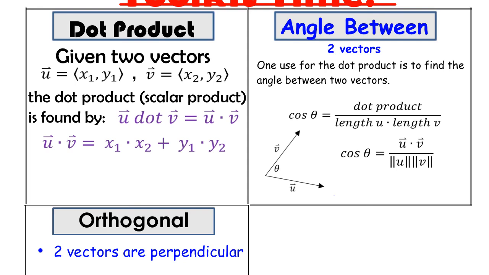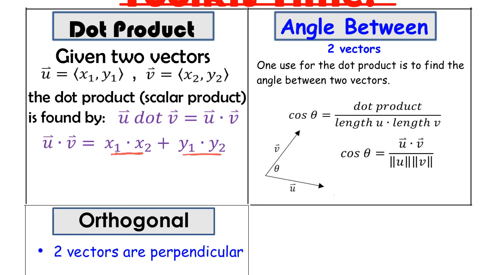You can pause the video so you have time to write it down, but I'm just going to talk you through it. If you're given two vectors, you can find the dot product, also called the scalar product, by finding the product of the x's, add to it the product of the y's. Multiply your x's together, add to it the product of your y's.